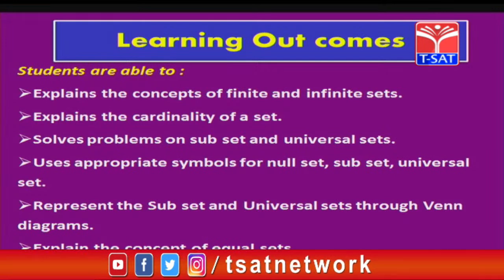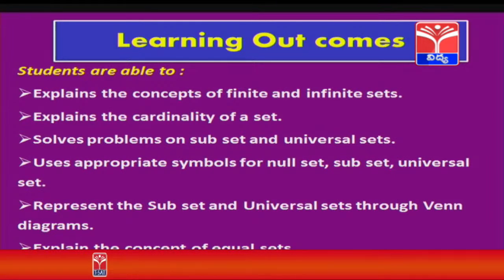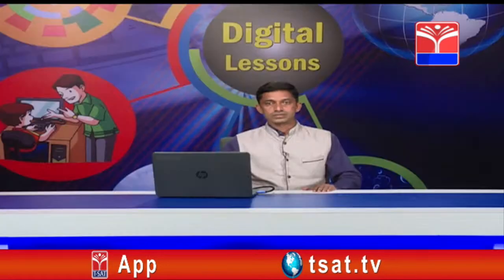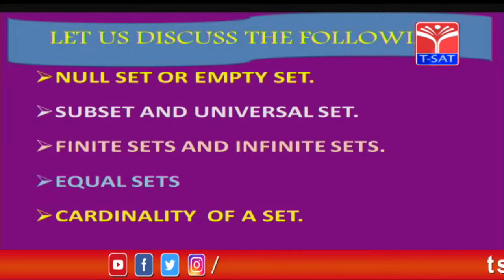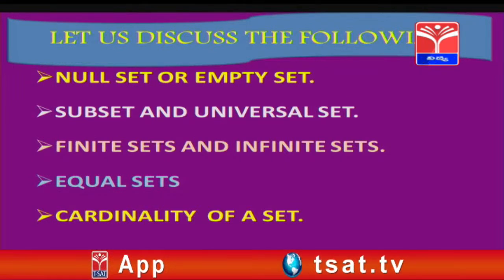for null set, subset, universal set, represent the subset and universal sets through Venn diagram, explain the concept of equal sets. So, let us discuss today's topics. We are going to discuss here null set or empty set, subset and universal set, finite set and infinite sets, equal sets, cardinality of a set.